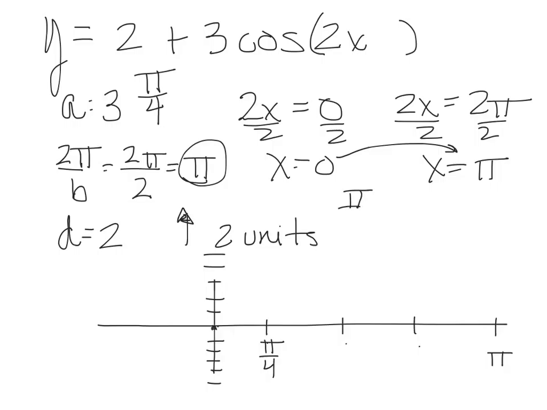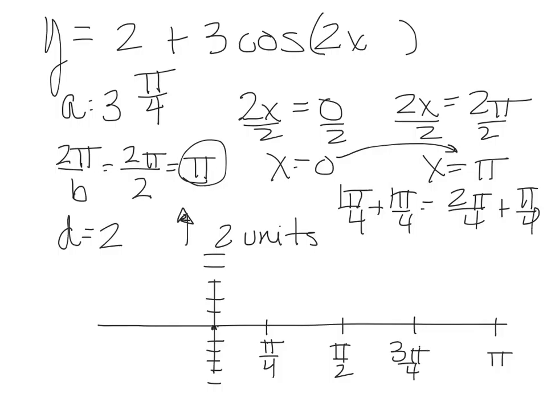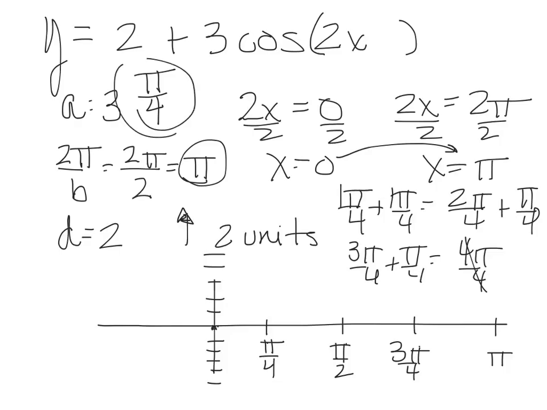What's pi over 4 plus pi over 4? Well, it's 1 pi plus 1 pi. That's 2 pi over 4. But that can be reduced to pi over 2, can't it? What if I add another pi over 4? Well, that would be 3 pi over 4, which I can't reduce. And then 3 pi over 4 plus another pi over 4 is 4 pi over 4. Oh, guess what? That's pi. So simply by adding this over and over again, you find out what all of those angle measures are.